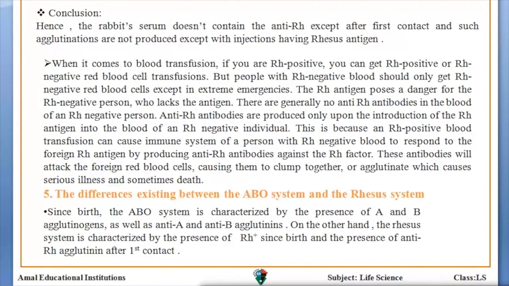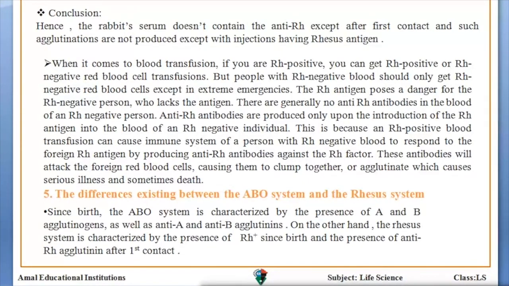These antibodies, that is the anti-Rh antibody, will attack the foreign red blood cells, that is the red blood cells coming from the donor, which is Rh positive. The antibodies are going to attack the foreign red blood cells and lead to clumping of these cells or their agglutination, which is going to cause serious complications and can sometimes lead to death.